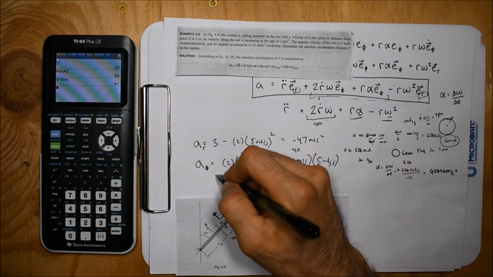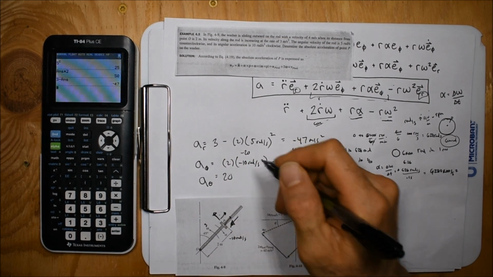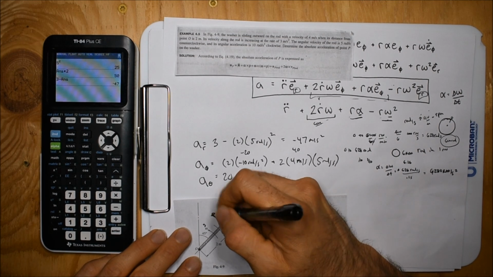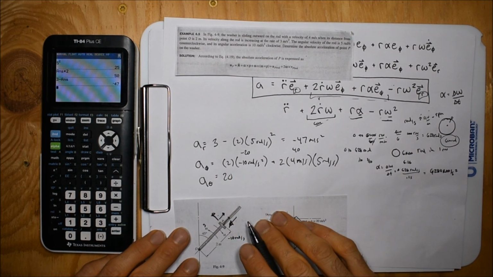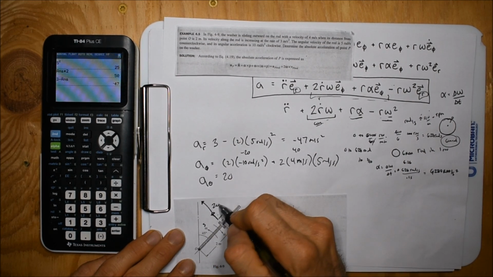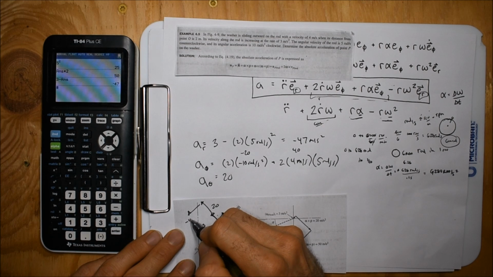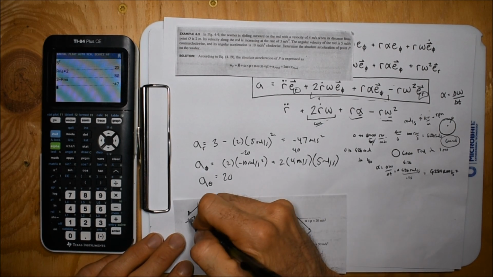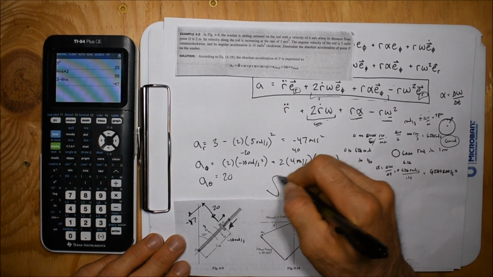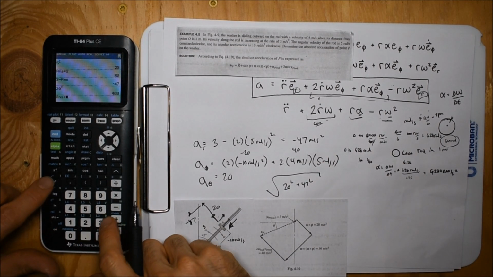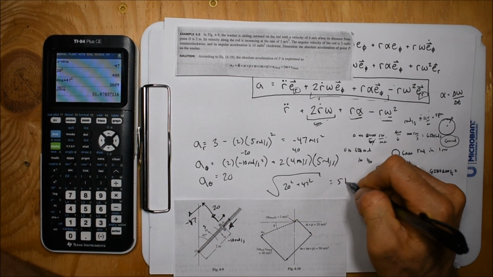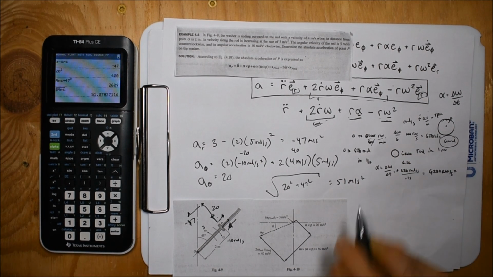So we got 40 here. So then you got 20 in the direction of positive directions. This was negative direction, positive. So yeah, perfect. So you got this direction, you got 20, and then this direction, you got negative 47. Okay, so 20 squared plus 47 squared, square root of all that. And there you go, 51 meters per second squared.